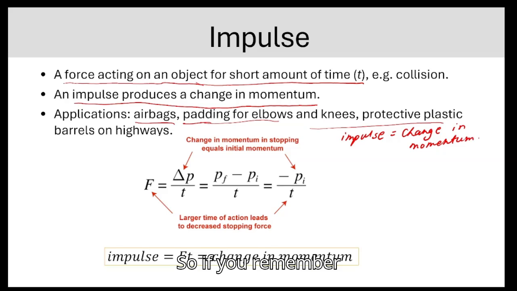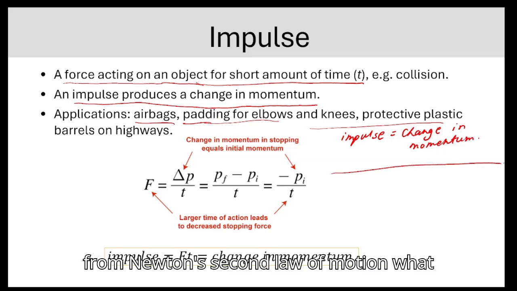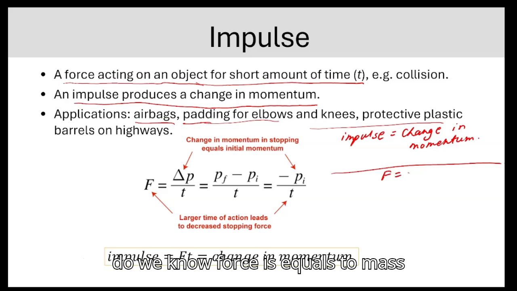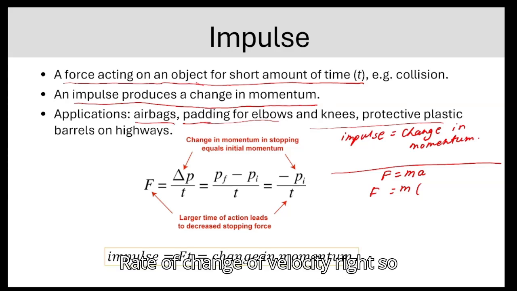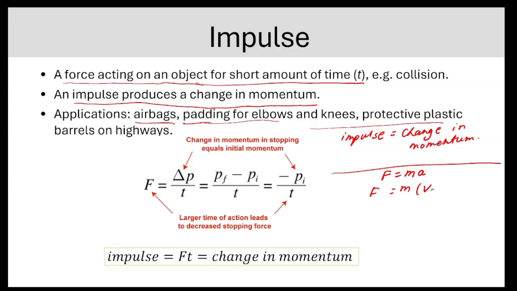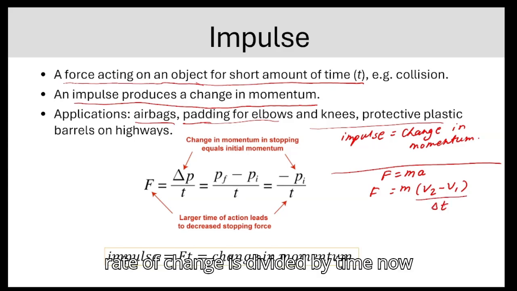So if you remember from Newton's second law of motion, what do we know? Force is equal to mass times acceleration. And what is acceleration? Acceleration is the rate of change of velocity, right? So if v2 is the final velocity and v1 is the initial velocity, then the rate of change is divided by time.